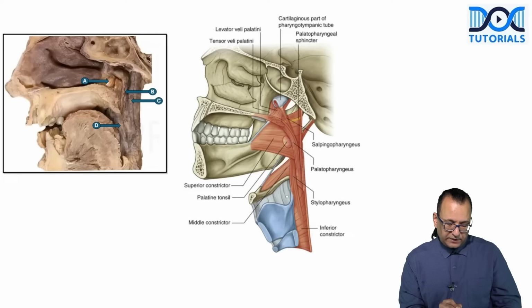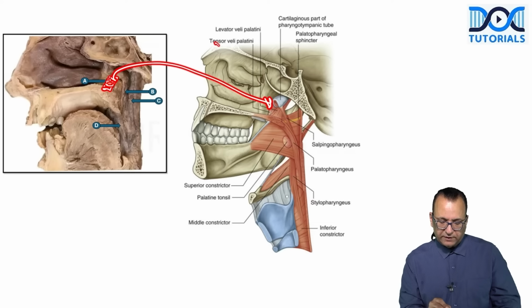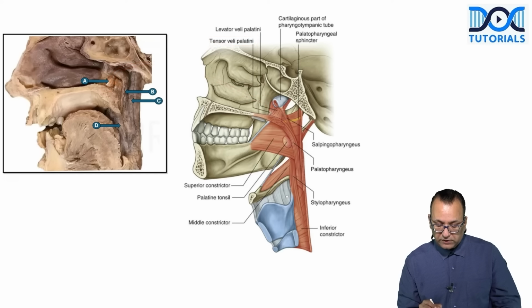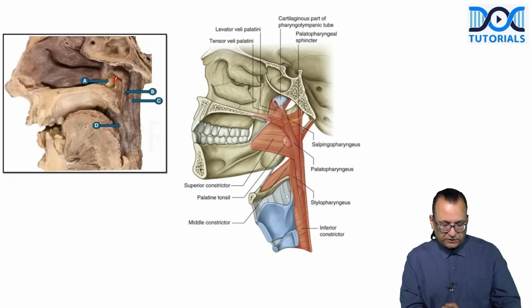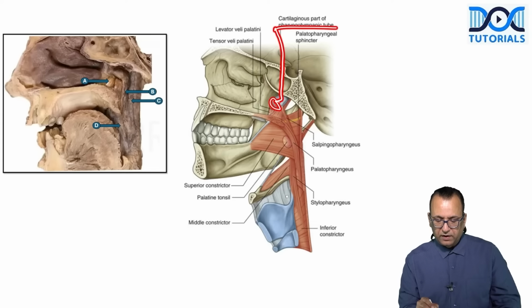But to have some more idea, you see this diagram. Now, where is the tensor veli palati here? Tensor veli palati is here. You'll see it is the more anterior muscle. Behind that is the levator. In this diagram, this is levator veli palati, and here the levator veli palati is here. These muscles basically work upon the palate and the eustachian tube, and they might be opening your eustachian tube and all that, but not for swallowing as such.